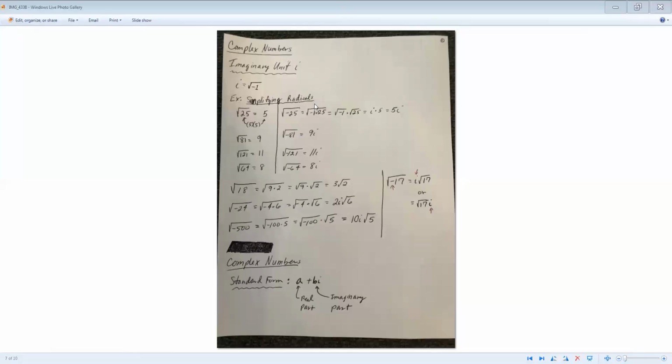This video is on complex numbers. Start off with the imaginary unit i. i comes from the square root of -1. You cannot take the square root of negative 1, so we will use i to represent the square root of -1.